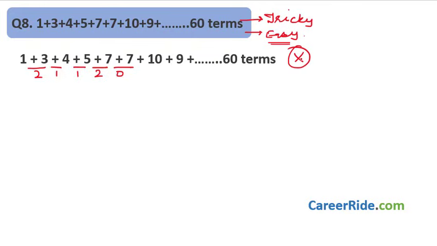So now what is happening here? Actually, in this kind of series, they mix two different series. Now, what are the two different series here? The first series is 1, 4, 7, 10 and so on. If you notice the common difference here, 4 minus 1 is 3, 7 minus 4 is 3, 10 minus 7 is 3. And this is how the first series is moving.